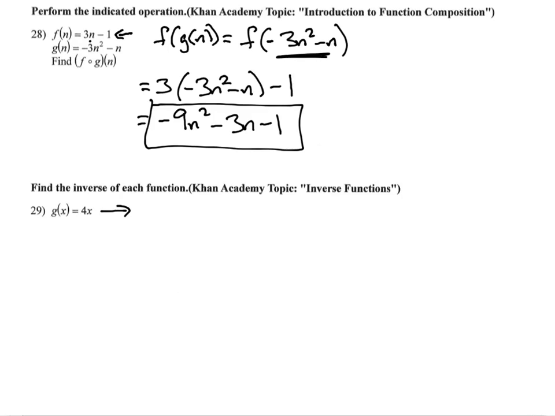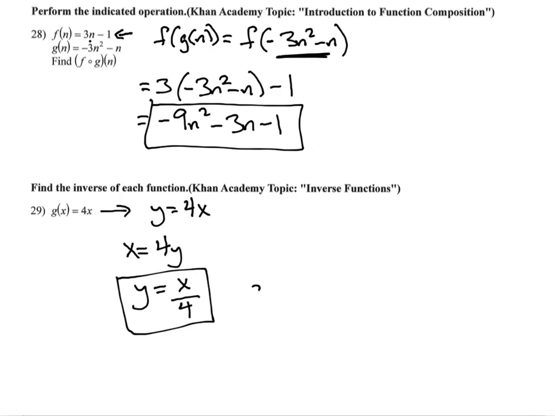So I'm just going to rewrite this as y equals 4x. To find the inverse of a function, we literally switch x and y and solve for y. So x equals 4y, and again we're solving for y, so it's going to divide both sides by 4. And that is our function. If you really want to get fancy, you can write it as g to the negative 1 of x, which means inverse equals x over 4.